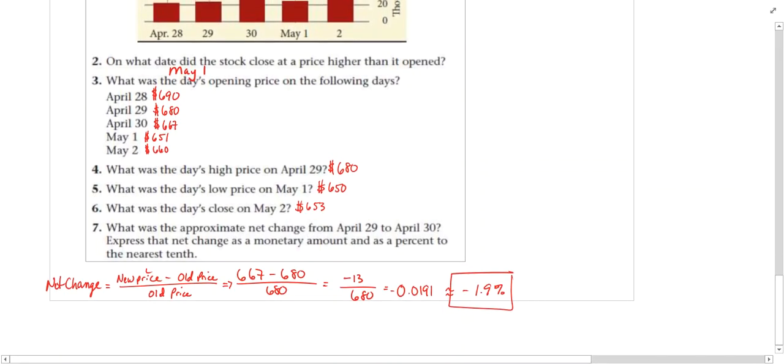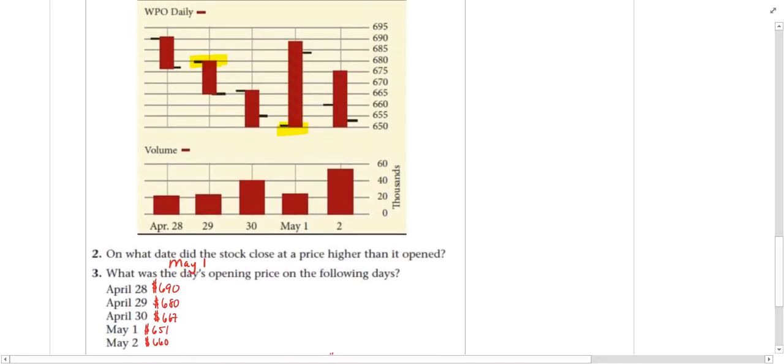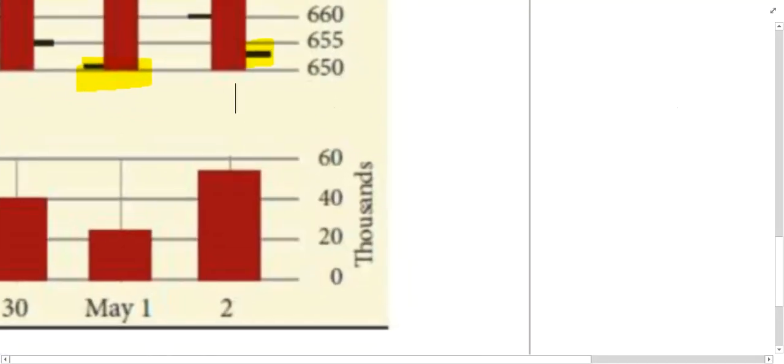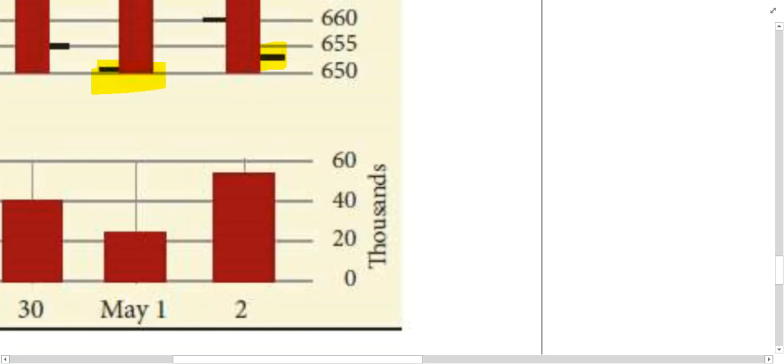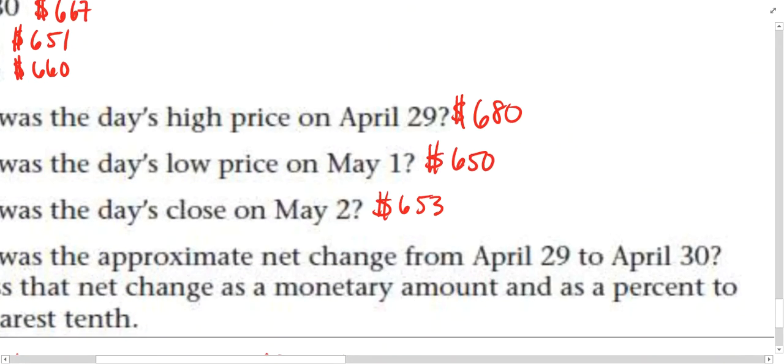And what was the day's close price on May 2nd? Well, here on May 2nd, the closing price was somewhere between 650 and 655, and I estimated that it was a little bit closer to 55 than 50, so I called it $653.